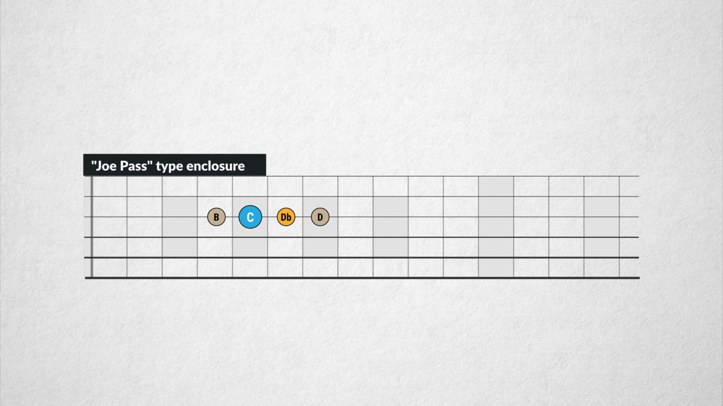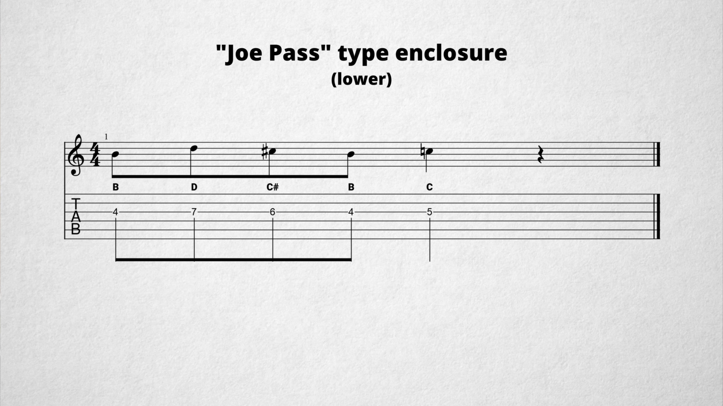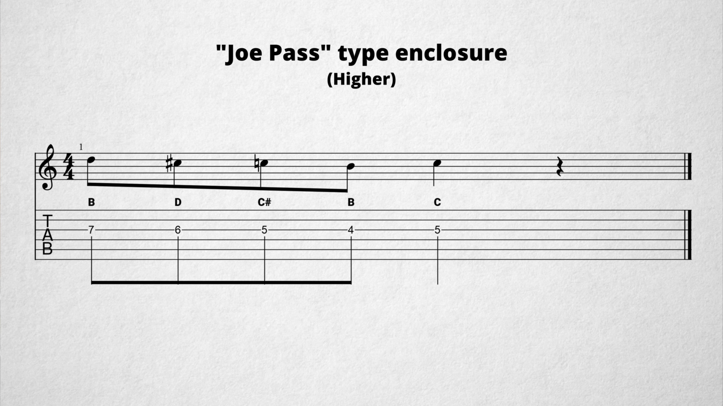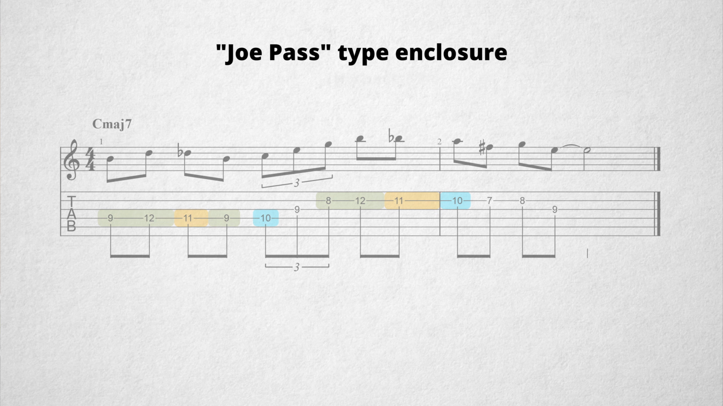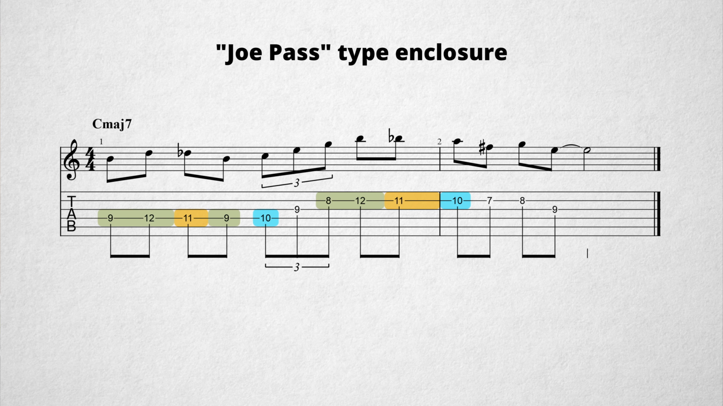The target note, let's say C, is surrounded by a lower chromatic note B and two higher chromatic notes D flat and D. You can start either on the lower enclosure note B, like this, or you can start on the highest note like this. Applying this on a C major 7 arpeggio, it sounds like this.